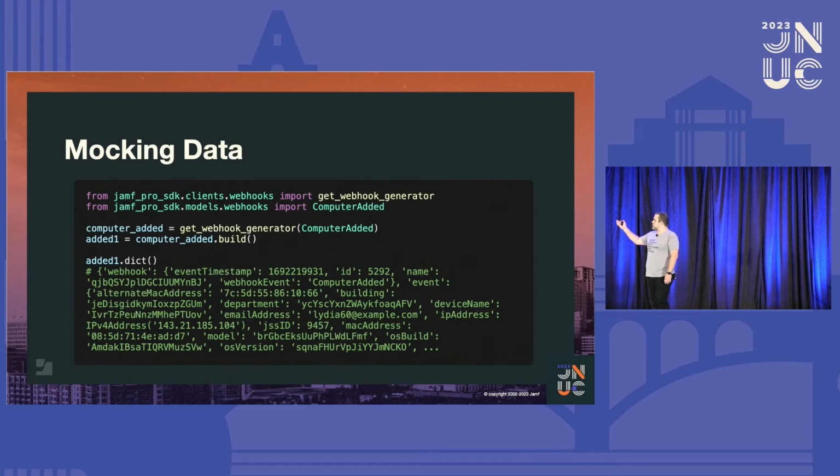But the webhook generator will actually take those models, and then it'll give you back something that will allow you to create unique webhook payloads that you can then test with. It's all just random data generation, but it'll generate realistic looking data. Like this is an example for computer added. You can see here that it's generating an actual timestamp. You've got an ID, you've got realistic looking MAC and IP addresses and serial numbers and UDIDs. So it's got enough real data that you're actually able to mock the experience and test whatever it is you're building.